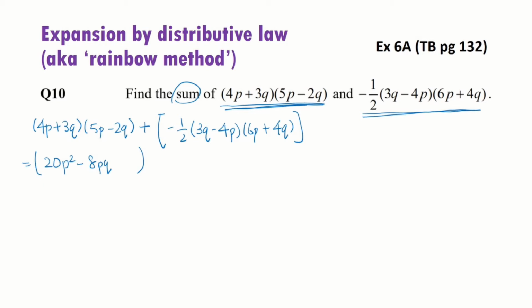Don't have much space, let me erase this bracket. And I will then have plus 15pq because of 3q times 5p, and then 3q times minus 2q, I will get minus 6q squared. Then after that we have this plus then minus half. I can simplify the writing to be plus minus, we know it's going to give me a minus, so I can write it as minus half times 3q minus 4p and 6p plus 4q.